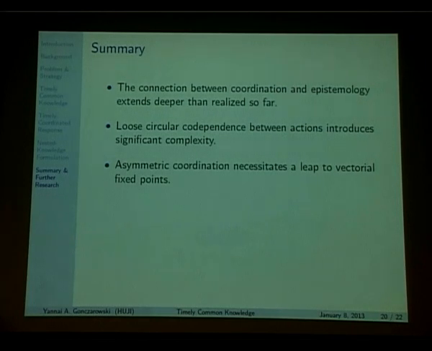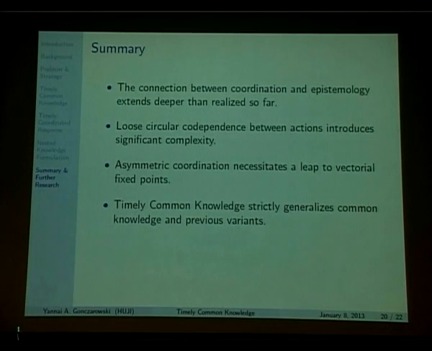Also, asymmetric coordination necessitates a leap to vectorial fixed points. We had to use a vectorial function in which each coordinate specified a different set of time bounds, because the time bounds are no longer the same between every pair of agents. And our result, timely common knowledge, strictly generalizes common knowledge. We've seen that. It also generalizes other variants that we talked about. As very simple cases, it also generalizes things like nested knowledge and stuff like that.